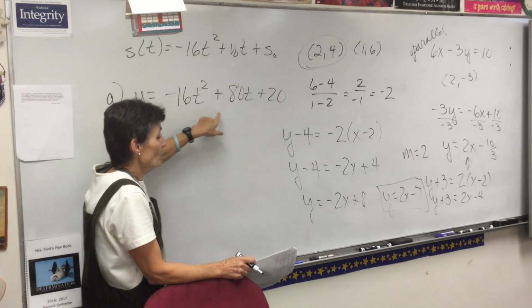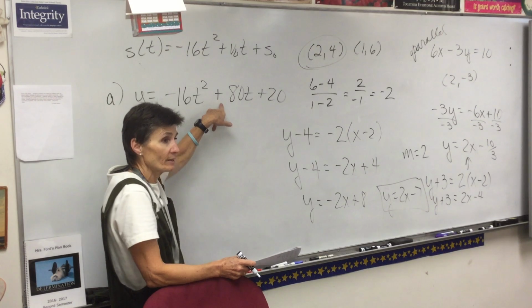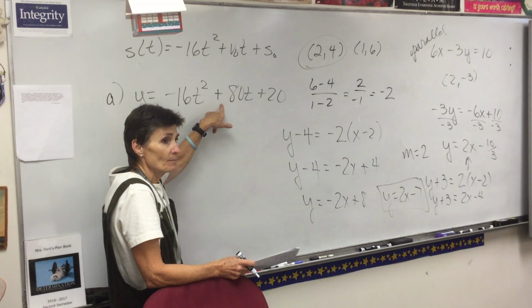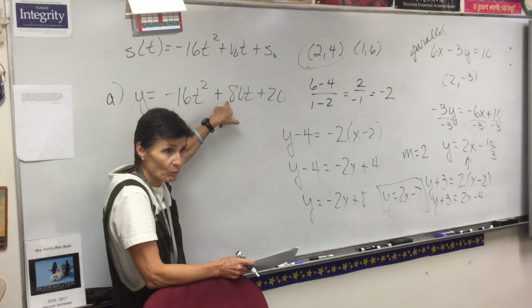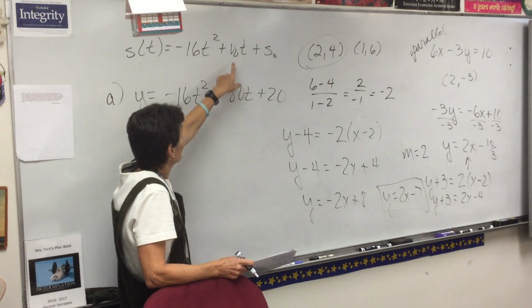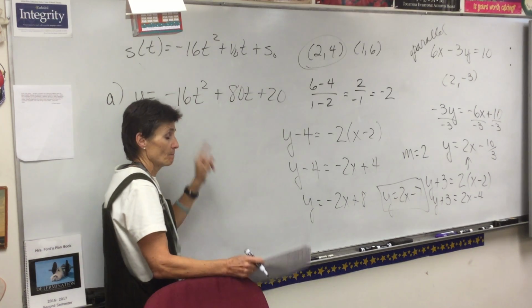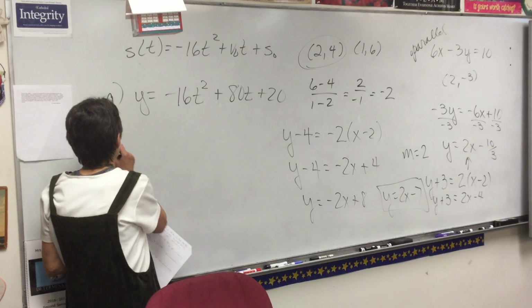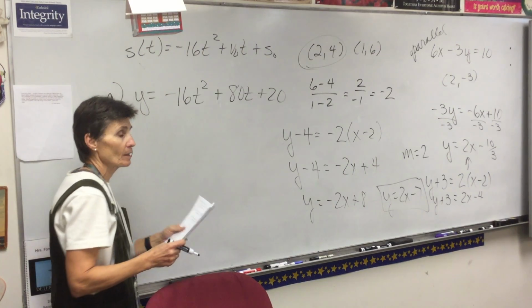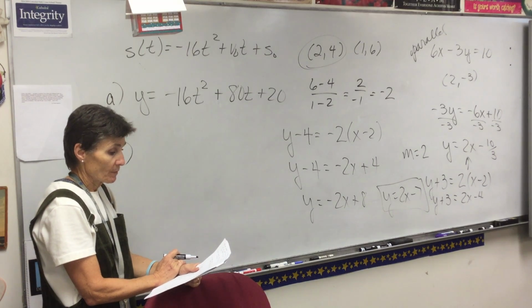Groupies, what's going to happen to your answer to B and C if you don't get this right? They'll be wrong. You have to have the right equation to get the right answer. So pay attention. Velocity goes here. Initial height goes here. It just is. Okay, now, second question.